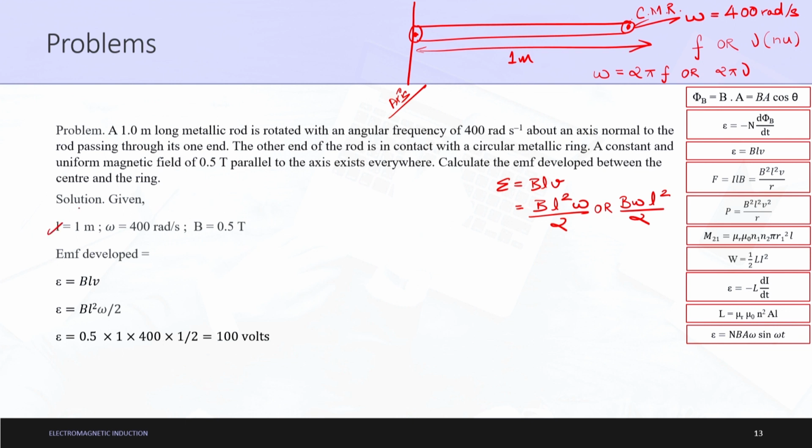So, solution: length is given to you, omega is given to you, B is given to you. So, directly the EMF developed will be nothing but B omega L square by 2. This was the same formula when we calculated. I will just reiterate it to you again.